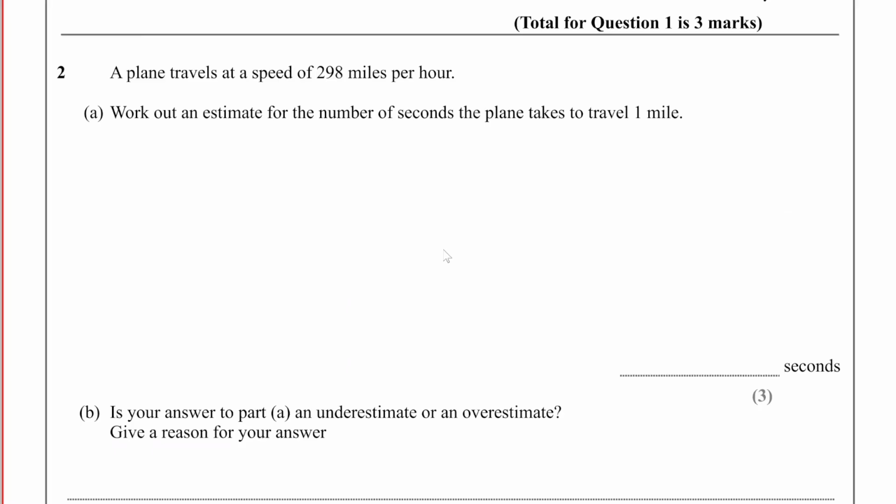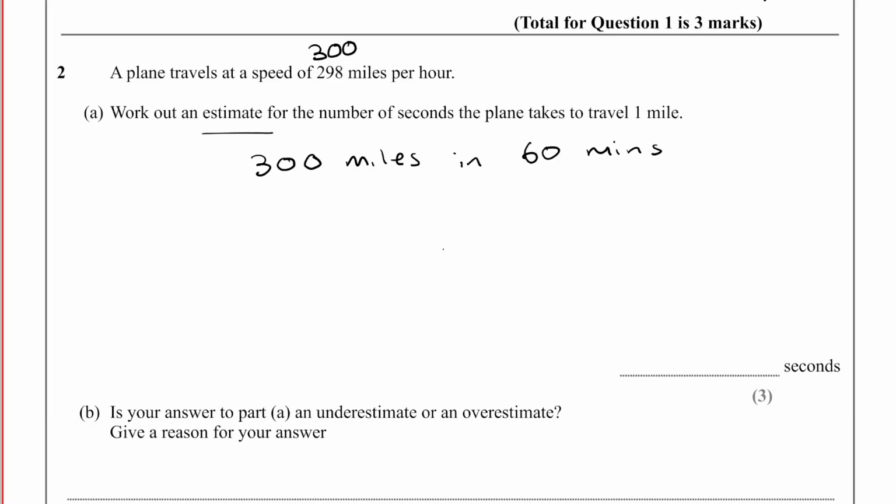Question 2. A plane travels at a speed of 298 miles per hour. Work out an estimate for the number of seconds the plane takes to travel 1 mile. So we're rounding. We're going to say 298, we're going to round it to the nearest 100, which makes it 300. 300 miles in 1 hour, which is 60 minutes.